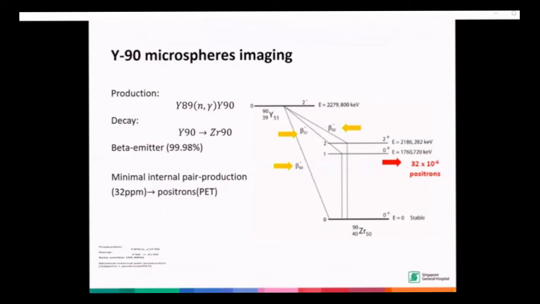Yttrium 90 microsphere imaging, basically, it's a beta emitter. That means yttrium 90 emits beta, and 99.98% of the time it decays to zirconium 90, and very rarely, actually, it produces a minimal internal pair production, about 32 parts per million of positron emitters, and this is the component that is useful for PET-CT imaging.